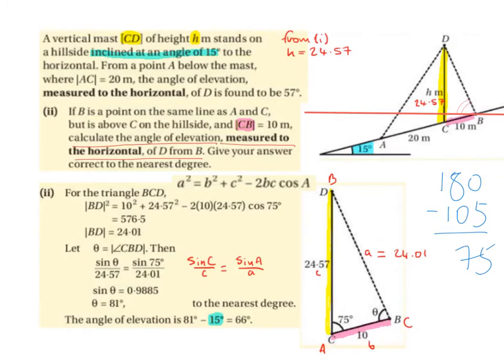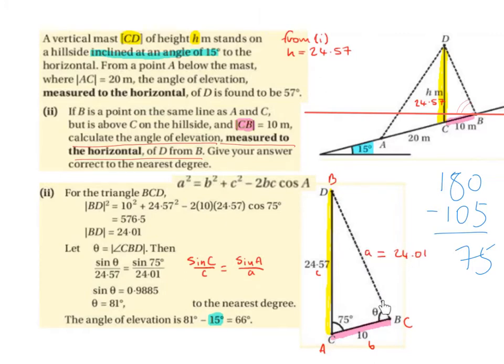So I substitute into my formula. A squared becomes BD squared, because I don't know that. So BD squared. B squared becomes 10 squared. Plus c squared becomes 24.57 squared. Bring down the minus 2. Swap the b for 10 with brackets around it. Swap the c for 24.57 with brackets around it. And cos A becomes cos 75 degrees. Put all of this into the calculator, you get 576.5, and getting the square root of that gives you 24.01. So BD is equal to 24.01, which I've labelled as a.